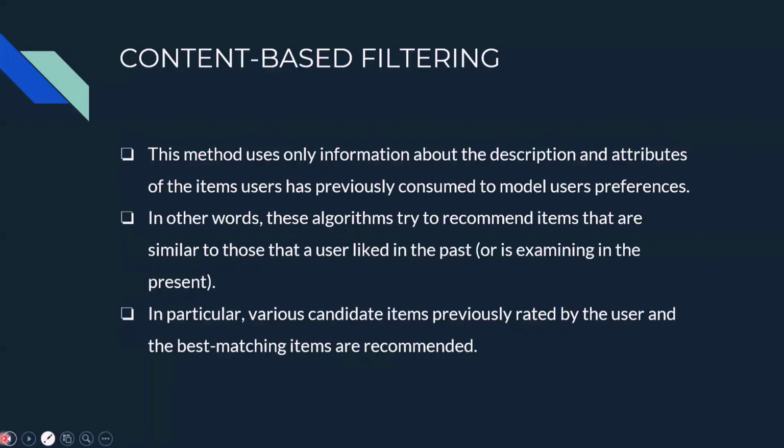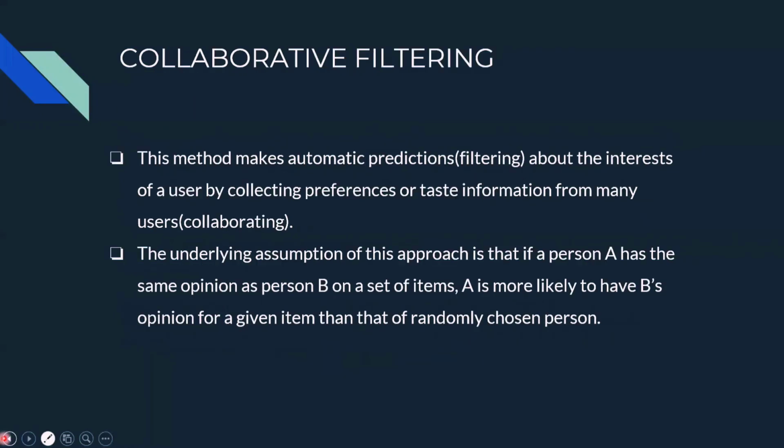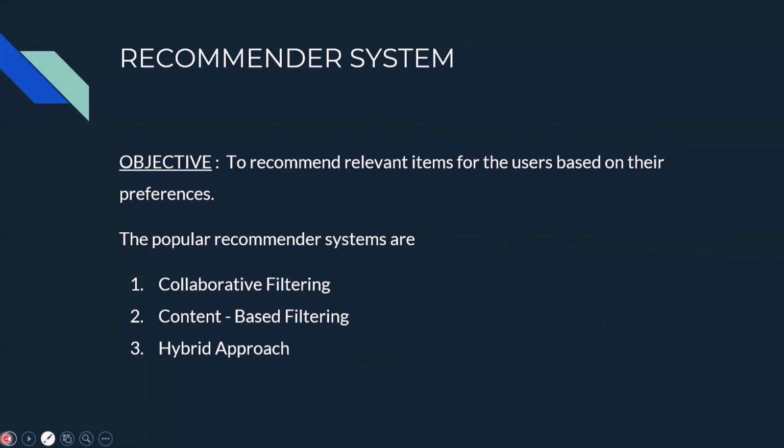We also have the hybrid approach, which is a mixture of collaborative filtering and content based filtering. This is a very popular approach today, because there are some disadvantages in collaborative filtering and some disadvantages in content based filtering. When both are used together as a single model, it becomes a very good recommender system. So the hybrid approach is one such thing.